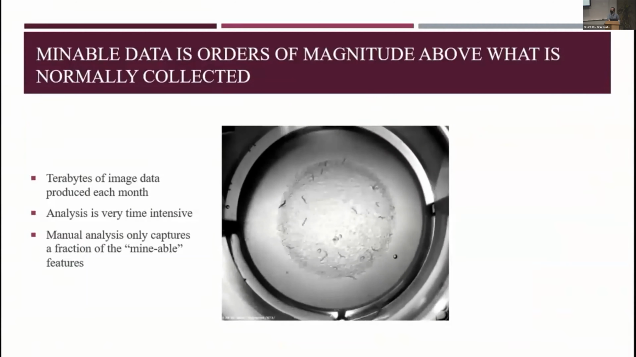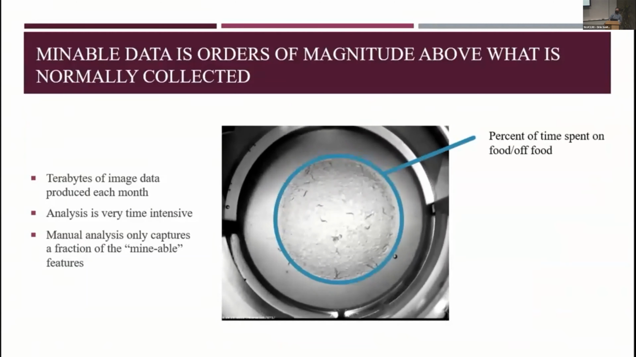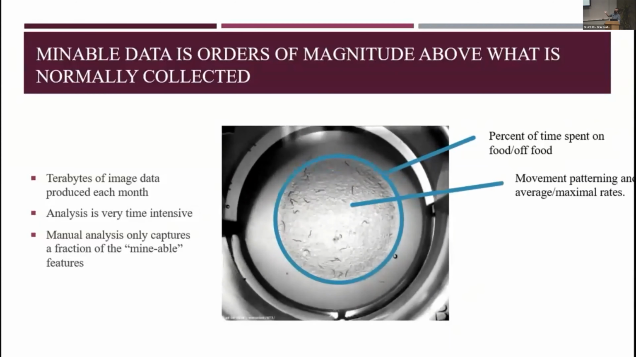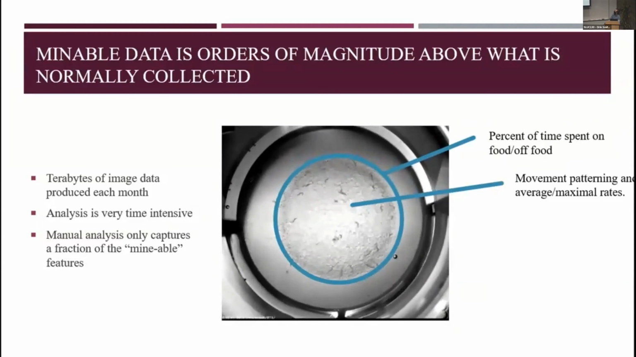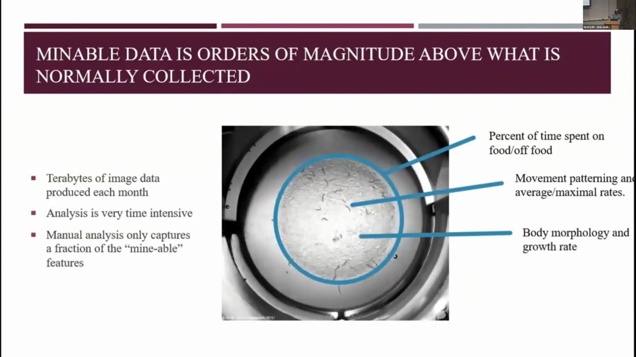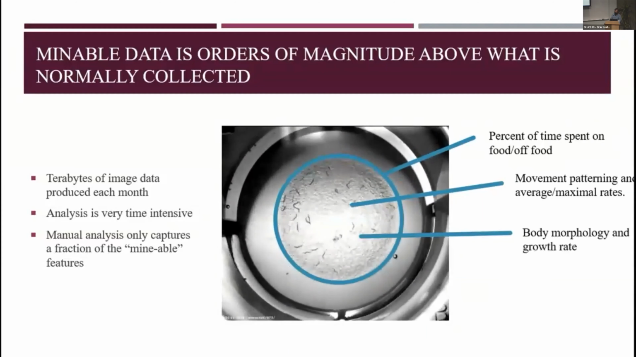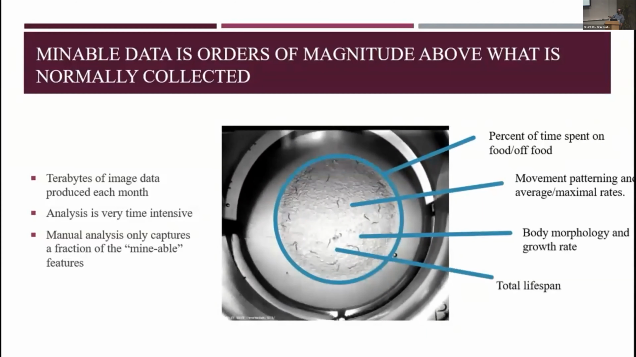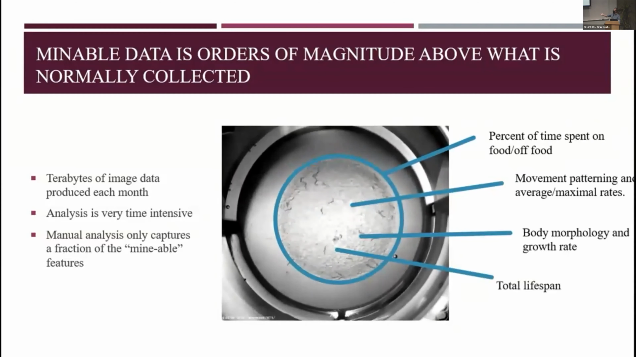So in the context of aging, we could look at the percent of time spent on and off food as a measure of chemotaxis, body morphology and growth rates to indicate metabolic function, and a whole host of other behavioral changes, and then contextualize all this within the metric that we all use day to day, which is total lifespan of an animal.